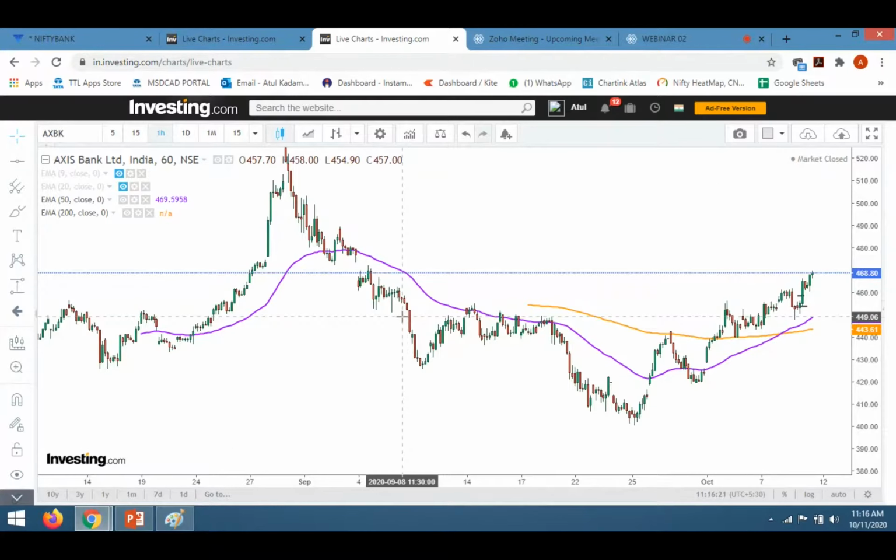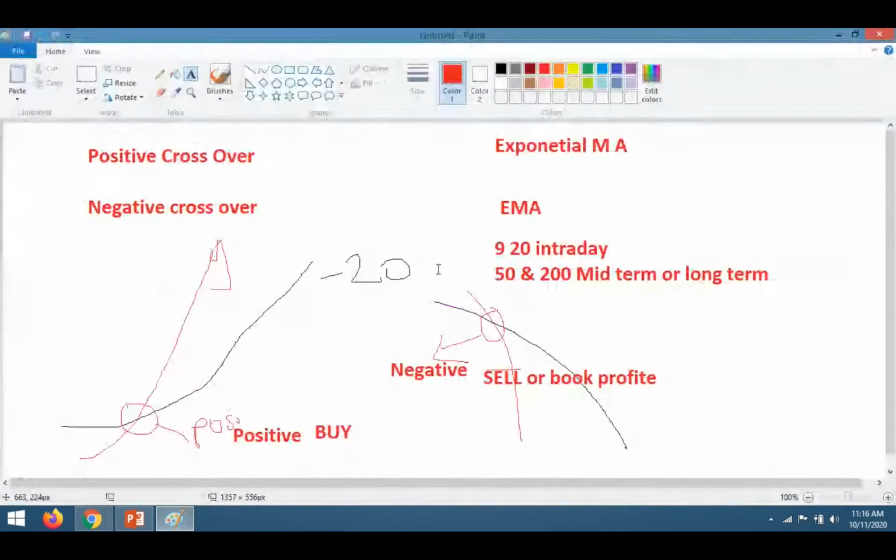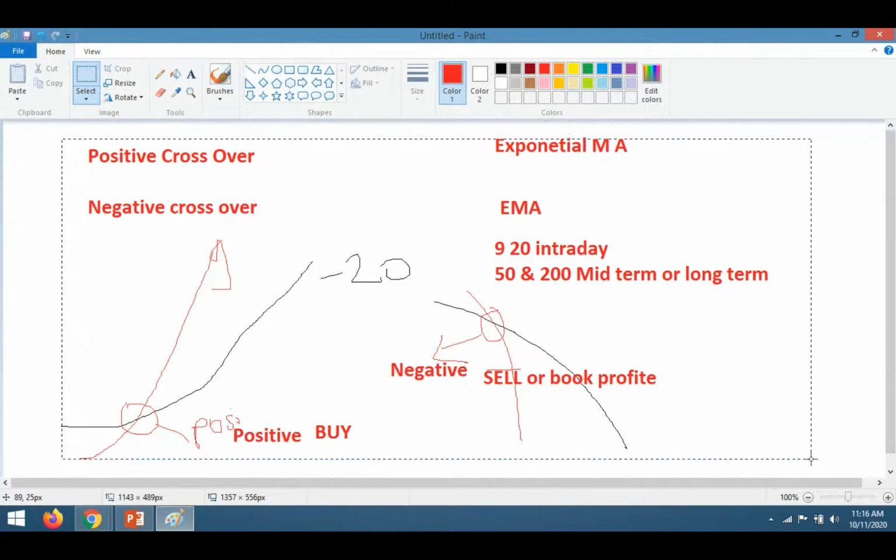So in positional, you don't put a stop loss in the system. It's a mind stop loss, because your trade may go on one day, 2 days, or 1 week, 2 weeks, 3 weeks. You don't know. So your exit will be on the negative crossover. Once you enter for positional, keep this in mind. If you want, take a snapshot of this. I will remove all this. So write down these values: 9 and 20 for intraday, 50 and 200 for midterm or long term. Okay, so I just remove.